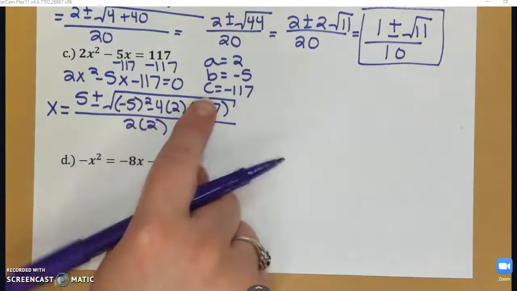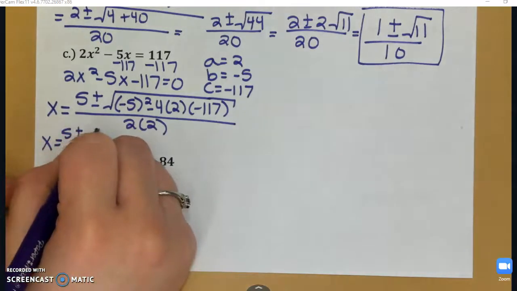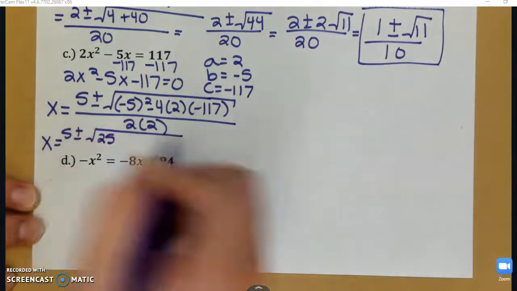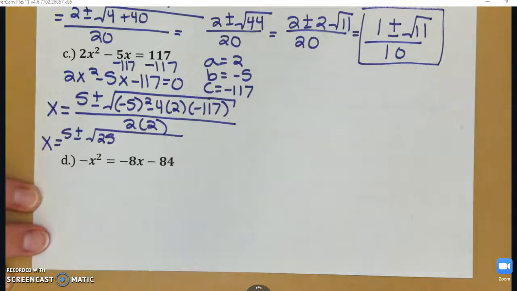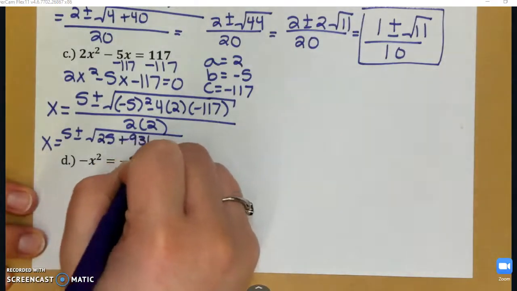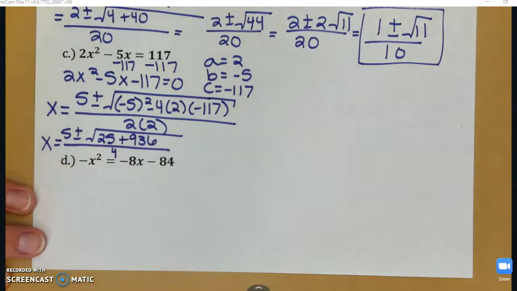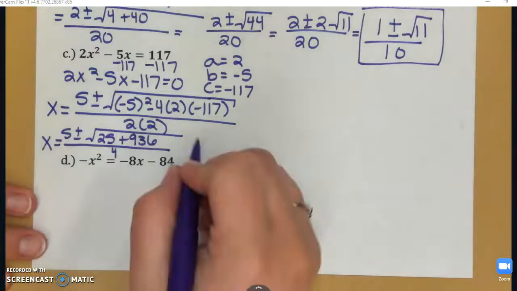Again, order of operations, start with what's inside my radical. That is going to be 25. Negative 4 times 2 times negative 117 is 936. 936 plus 25 is 961.